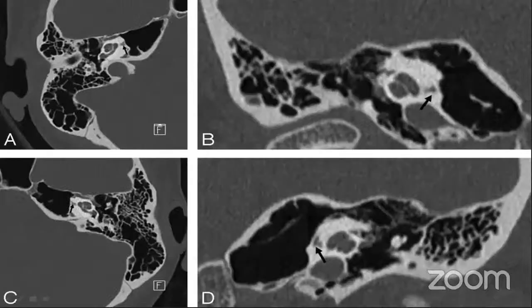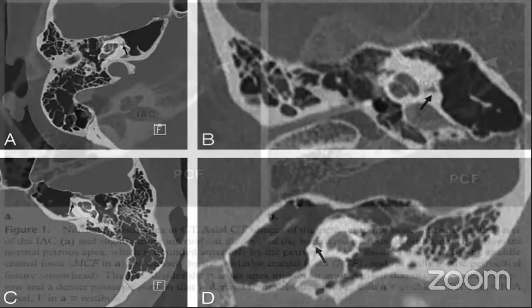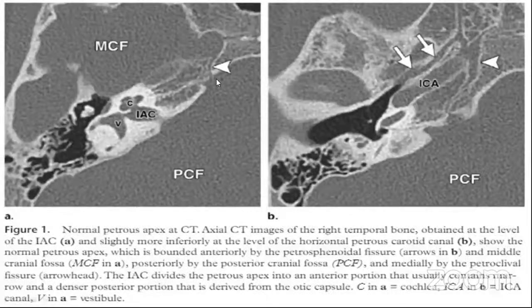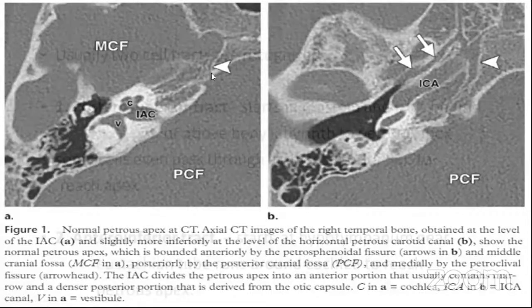So this is the HRCT diagram showing the petrous apex. This is the petrous apex pneumatization. This is the mastoid air cell system. This is the petrous apex. Again, this is the petrous apex region. This is the mastoid air cell system, and this is the petrous apex. So the infection from the mastoid can reach up to the petrous apex.